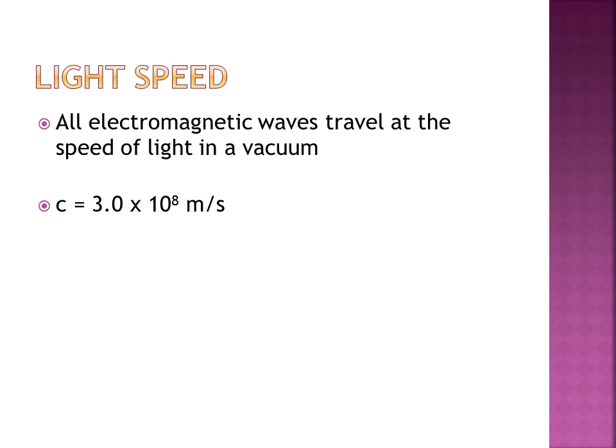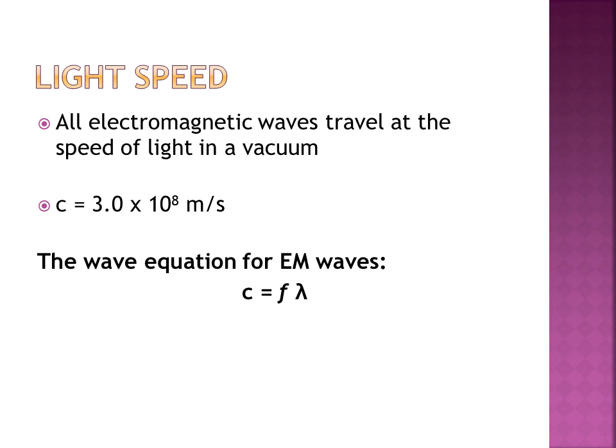So, when we think back to our old wave equation, instead of using speed equals frequency times wavelength, we're going to use the speed of light is frequency times wavelength. It means that we can solve for either frequency or wavelength of an electromagnetic wave without being given its speed, because we know they all travel at the speed of light.